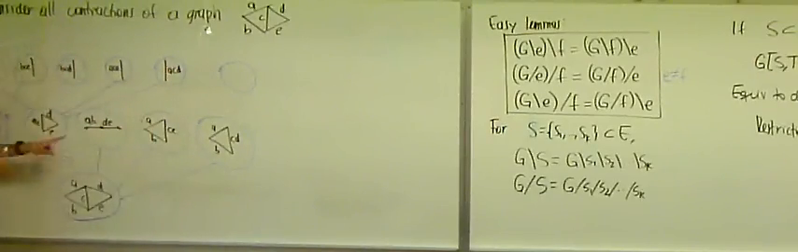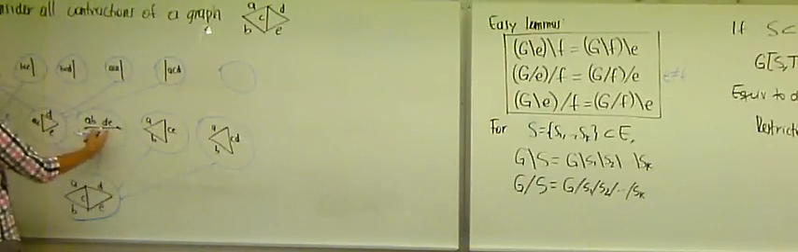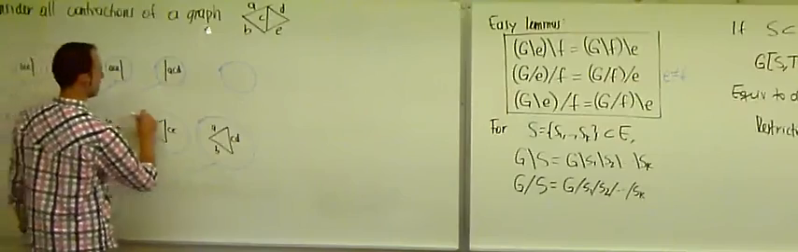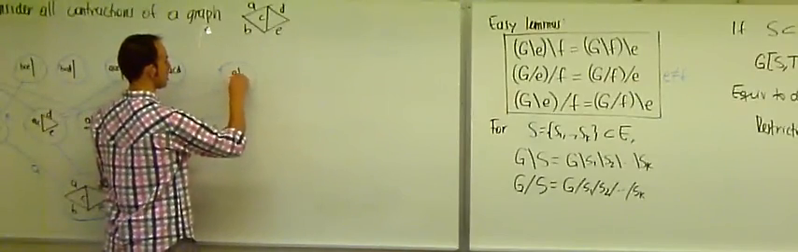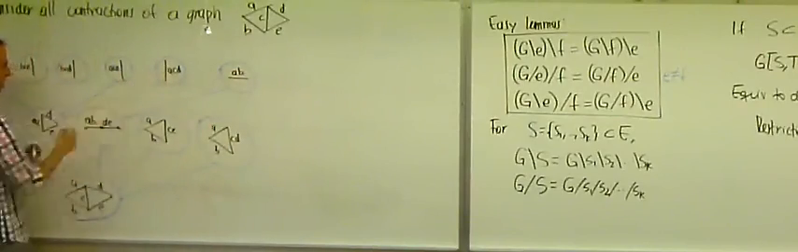And that's it. Here, if I contract A, this collapses, and I get this picture again. If I contract B, I also get this picture. If I contract D, then I get AB. If I contract E, I also get that.